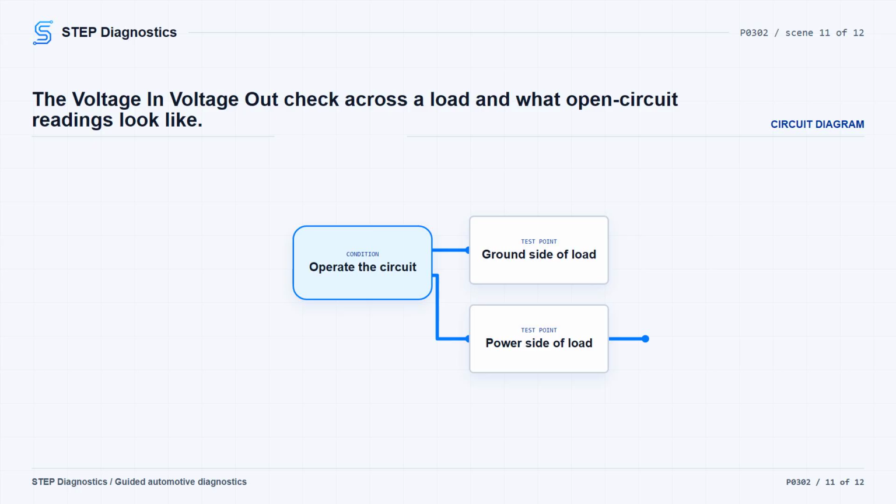For a voltage in, voltage out test, put the negative meter lead on ground or battery negative. Operate or try to operate the circuit, then measure the power side and the ground side of the load with the positive lead. The power side should be within 0.5 volts of battery voltage. The ground side should be greater than 0 volts, but less than 0.5 volts. In that test, 0 volts or source voltage indicates an open circuit.